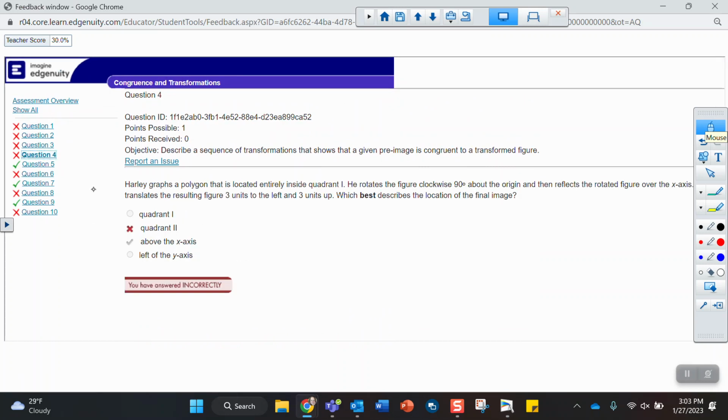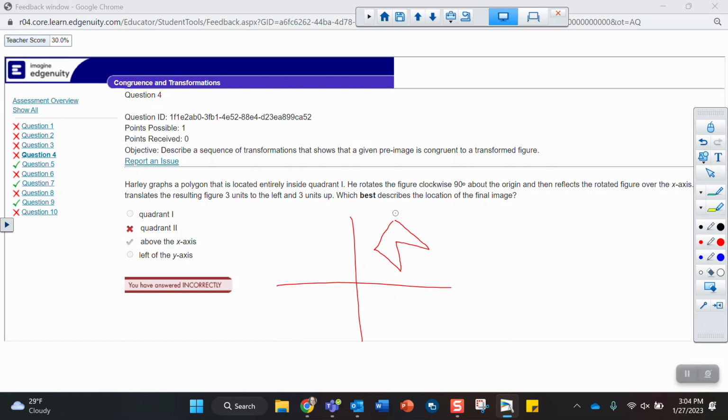4. Harley graphs a polygon that's located entirely inside quadrant 1. He rotates the figure clockwise 90 degrees about the origin and then reflects. This is, you just draw yourself a little shape, right? Oh, that looks like a piece of cheese. Let me try again. I'm trying to make it a polygon. That's not regular. Oh, that's fun.